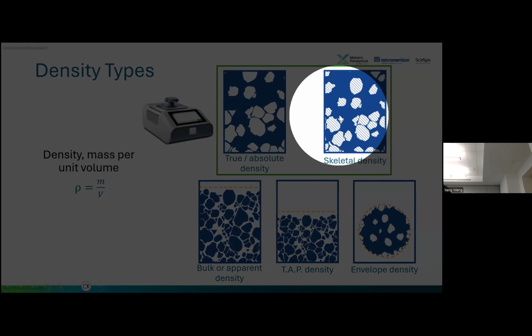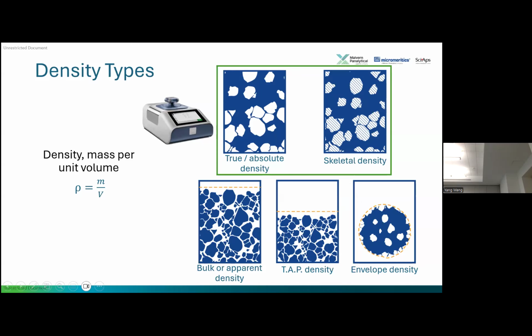Skeletal density: if you have a material that has cavities on the inside that are not accessible by gas for a gas displacement measurement or gas pycnometer, then the volume of those pores is going to be included in the overall bulk material. So you're not going to get what's called true density, you're going to get skeletal density.